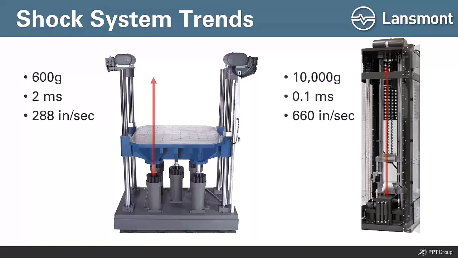So these can also get very tall, but with some of our machines, in various combinations, we can generate as much as 10,000 Gs. We can do impacts down to 1/10 of a millisecond, which might not sound impressive, but it's a very, very short duration type of shock pulse. And we can achieve velocity changes upwards of 600 inches per second, approaching 700 inches per second.